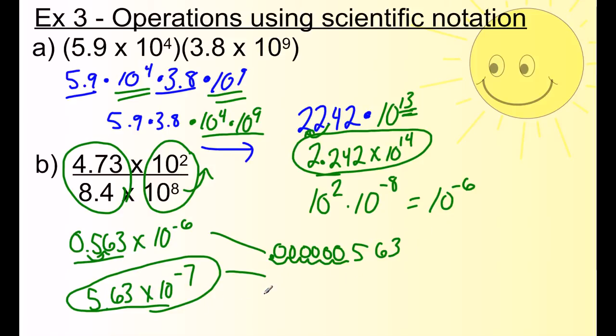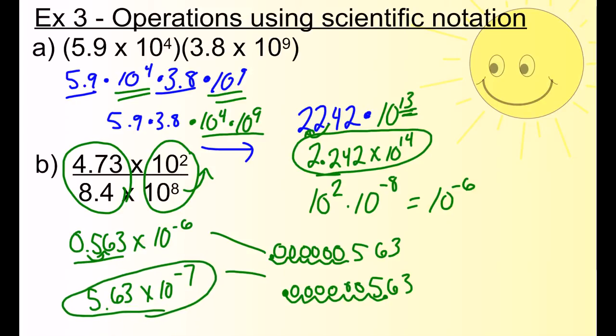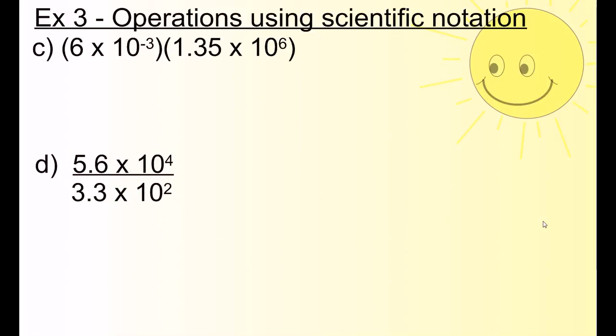If I do the same thing here, 5, 6, 3, now I move 7 places from here. 1, 2, 3, 4, 5, 6, 7. What you should see is I still have 6 zeros in front of the 5. So both this number and this number are exactly the same. But the bottom one is in scientific notation where the top one is not. If this doesn't make much sense, maybe 2 more examples would help out.